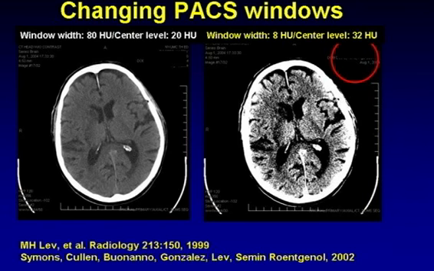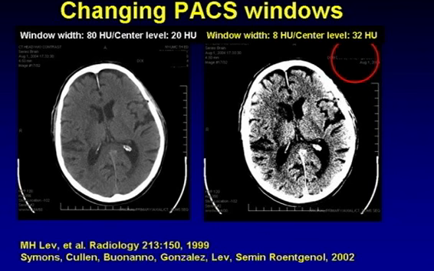You can see that on the normal brain window width of 80 Hounsfield units, centered at around 20 Hounsfield units, it's still pretty hard to pick up the abnormality. When you narrow the window width on your PACS workstation down to about 8 Hounsfield units and increase the center level to about 32 Hounsfield units, you can see that the area of low density becomes much more apparent.